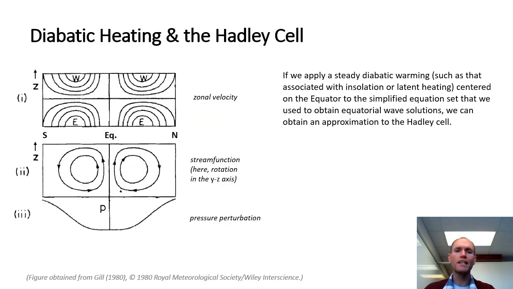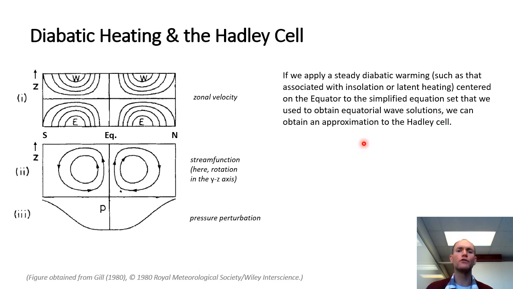Finally, we come to the last of our perspectives for the Hadley cell in terms of diabatic heating, and this is associated with our simplified model set known as the shallow water equations that we first introduced during our equatorial waves lecture. So we're going to apply a steady diabatic warming, whether that's associated with solar radiation or from latent heating or some combination of both. The source of it is not as important right now as the sign of it is. We're going to center it on the equator, so similar to what we would expect from the radiation budget alone, where it's maximized at the equator. And we're going to put that into the simplified equation set.